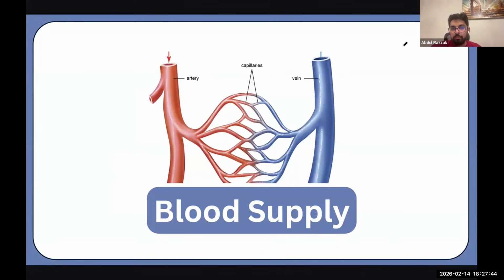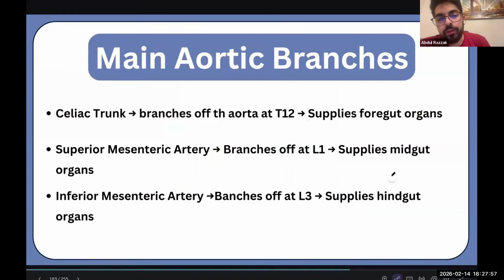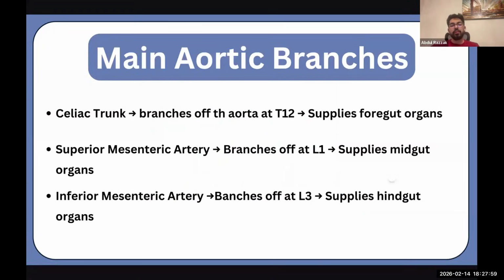So now we're going to move to blood supply. For the blood supply, we have three main aortic branches that are responsible for supplying the GI organs. The first one is the celiac trunk. It branches off the aorta at the level of T12. Please guys, know the levels. They might ask you, what is this artery and at what level does it branch off the aorta? Know that level.